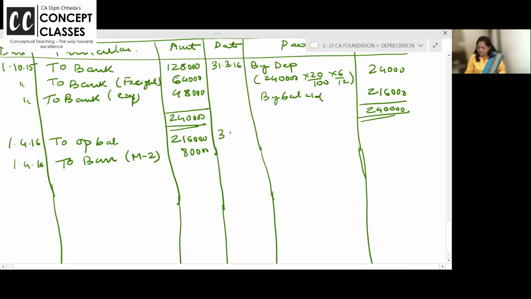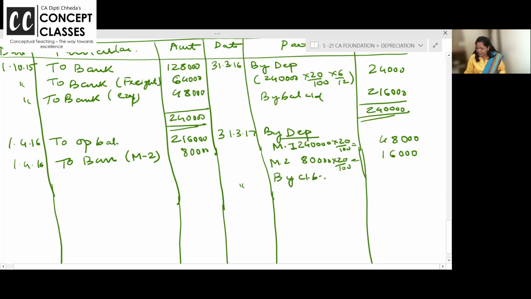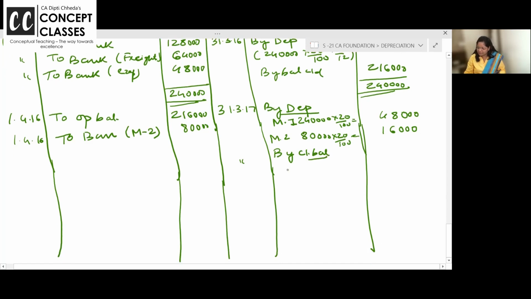Now, on 31st March 17, we need to charge depreciation on machine 1, 2,40,000 into 20%. 2,40,000 original cost at 20%, and machine 2, 80,000 at 20%. 16,000. Same way, by closing balance.